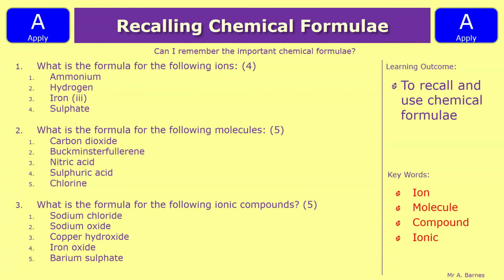Okay, let's have a look at a few questions then. Obviously you do need to learn all of these, but these are just a few examples of the ones you do need to learn. So have a look at the 3 questions, which is looking at the formula for the ions, molecules and the ionic compounds. Pause the video, have a go at the question, we'll see how you've done in a minute.